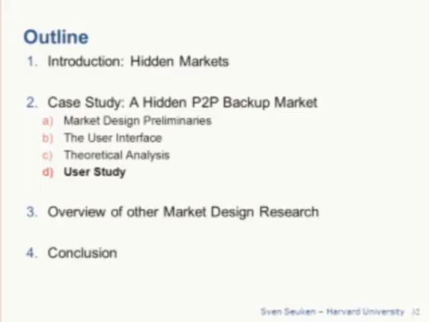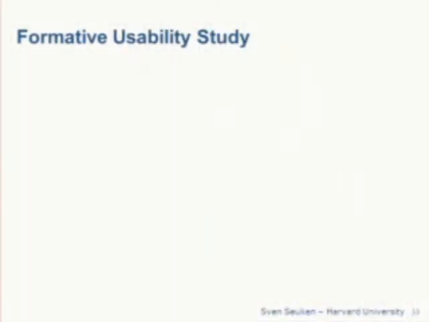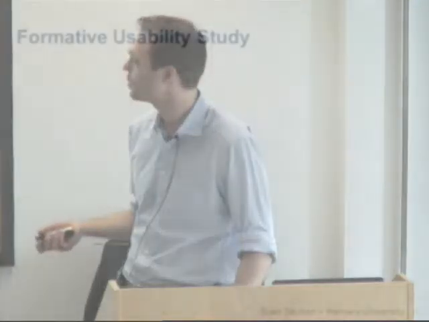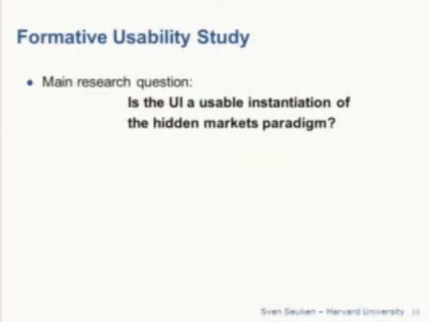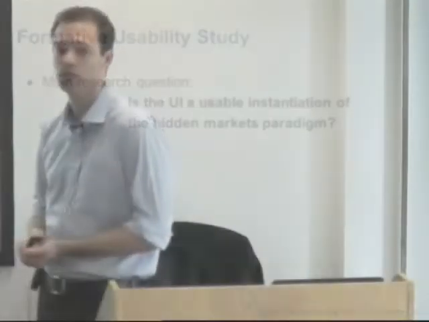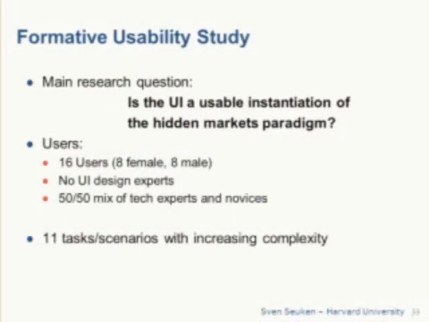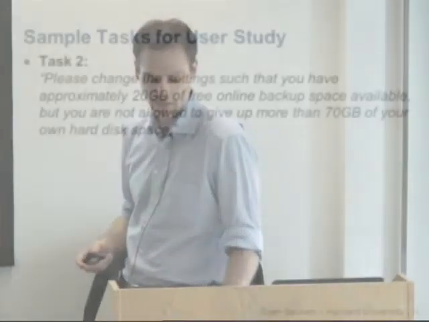So the last point I want to show you is, now that we've seen the theoretical properties of the market, I want to briefly show you a user study that we did to answer the question whether the user interface is actually a usable instantiation of the hidden markets paradigm. We did this study with 16 users, 8 female and 8 male, no UI design experts, and a mix of experts and novices. We gave each user 11 tasks which consisted of different scenarios with increasing complexity that they had to go through.